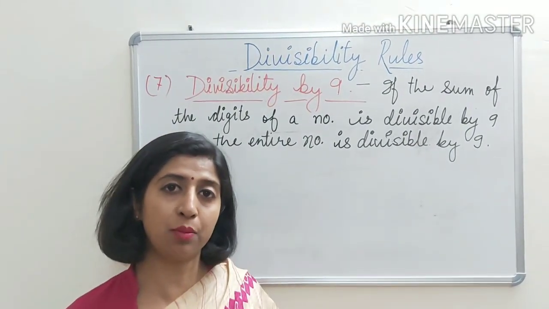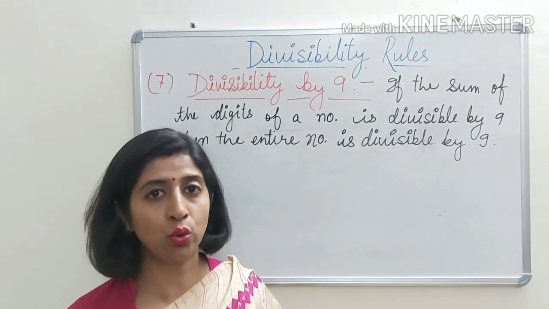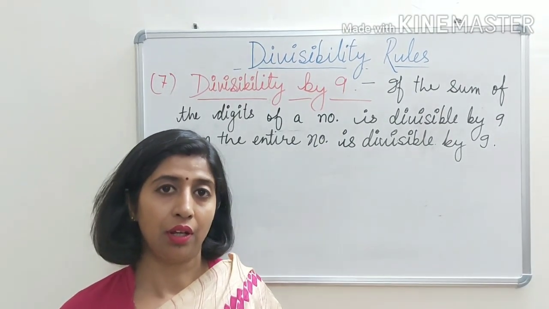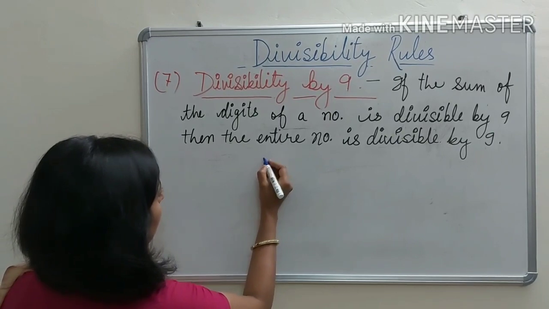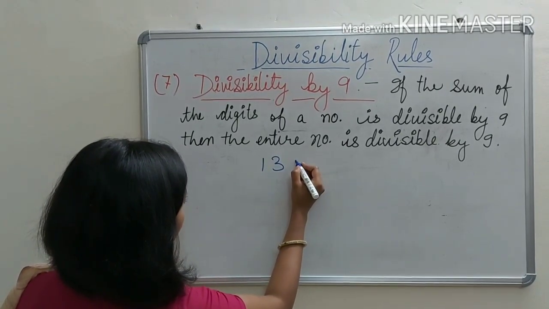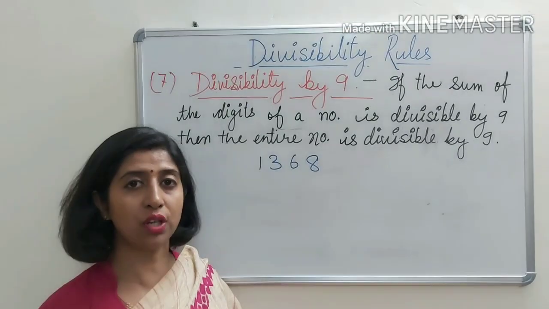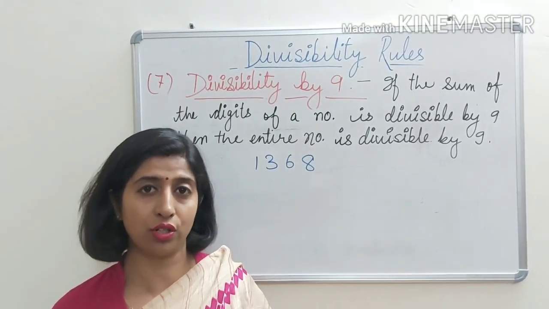Do you remember the divisibility test of 3? It is very much similar to the divisibility rule of 3. Let's see how. I'm taking a number here, 1368. We have to check whether this number is divisible by 9 or not.